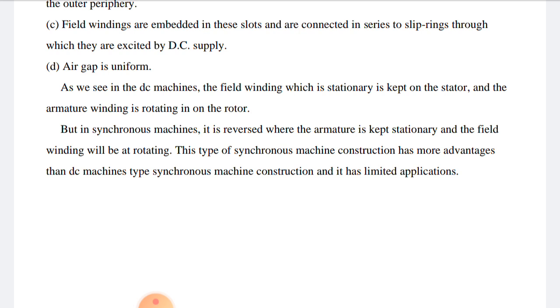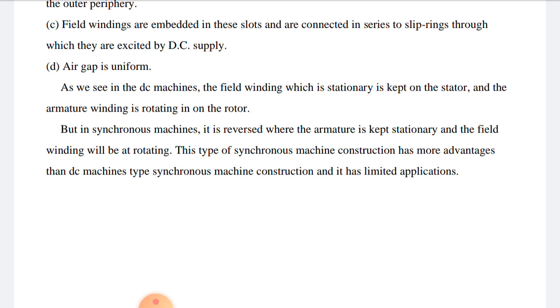As we see in DC machines, the field winding which is stationary is kept on the stator and the armature winding is rotating in the rotor. But in a synchronous machine, it is reversed, where the armature is kept stationary and the field winding is rotating. This type of synchronous machine construction is more advantageous than the DC machine type construction.